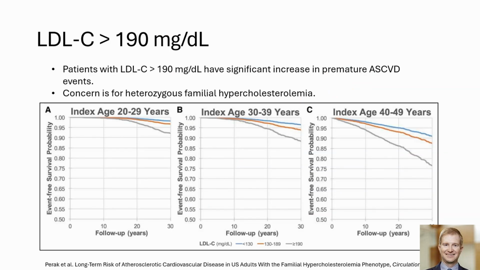So going away from the calcium score and onto a different patient population, the next is patients with an elevated LDL of greater than 190. These patients really do have a significantly increased risk of premature atherosclerotic disease, and there's real concern for heterozygous familial hypercholesterolemia in this group. This study that I've demonstrated here really sought to understand that risk of LDL, particularly in those that were younger in age.